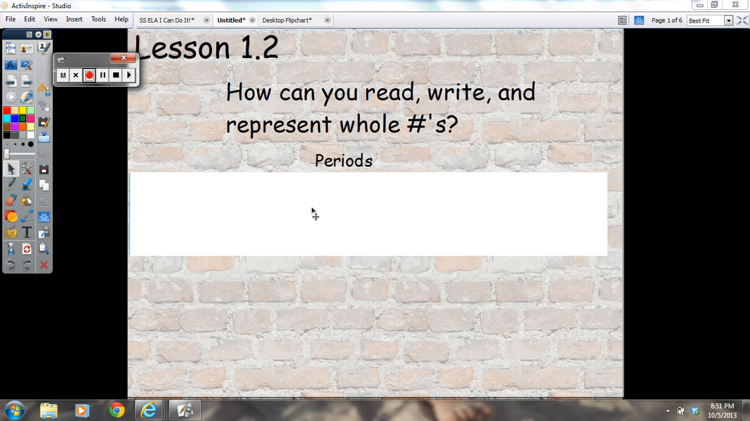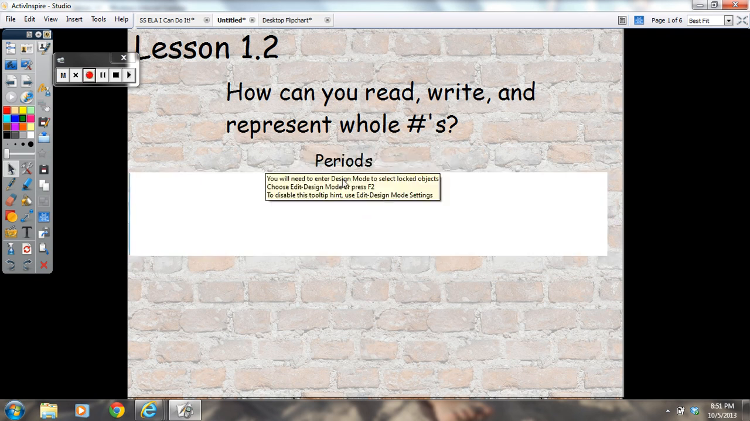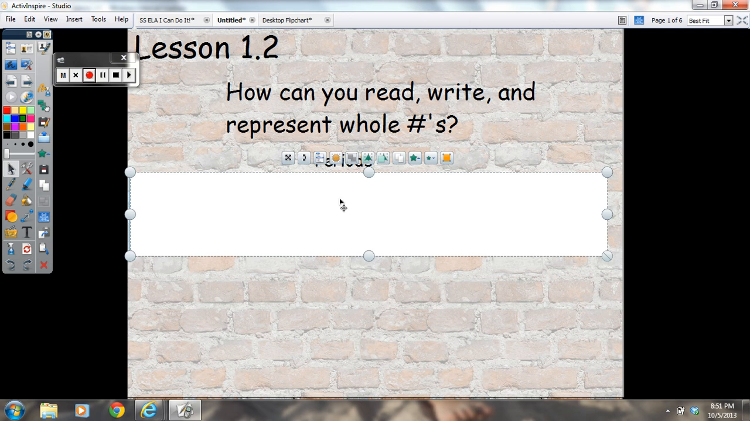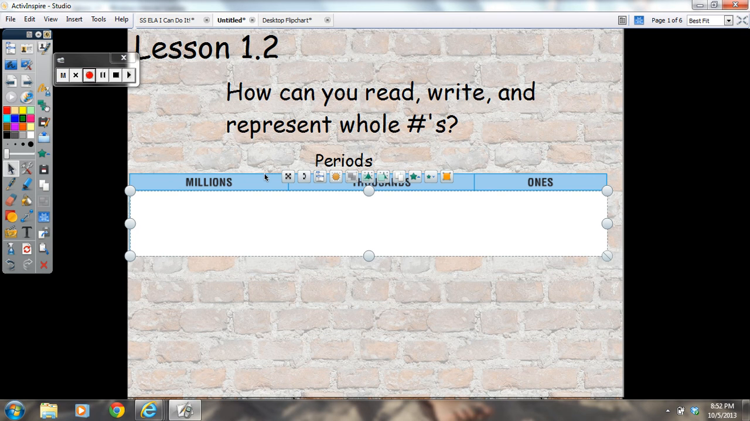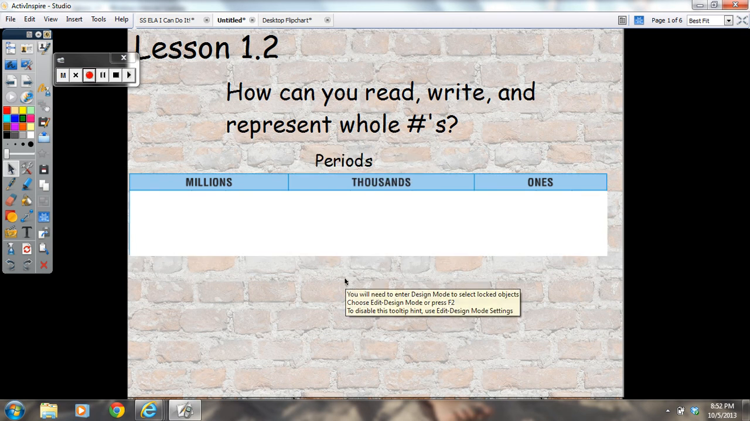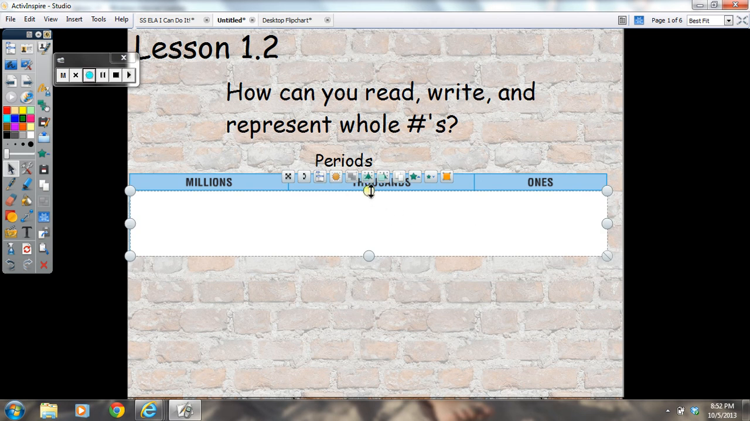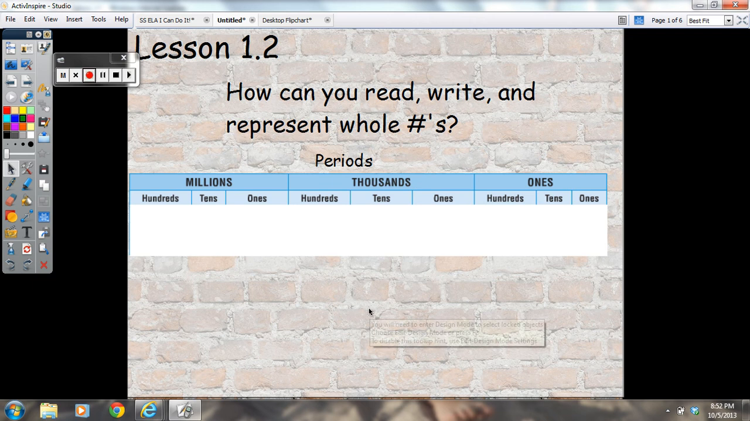But this place value chart may look a little different from the place value charts that you've seen in the past. What we have here is a place value chart that's broken up into different periods. There's three periods that you're going to be learning about here. We have the millions period, the thousands period, and the ones period. And in each one of those periods, you'll notice that there is a ones, a tens, and a hundreds. The thousands period has the ones, the tens, and the hundreds, as well as the millions.